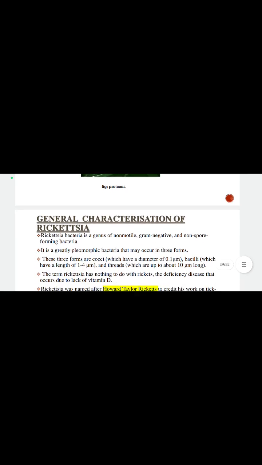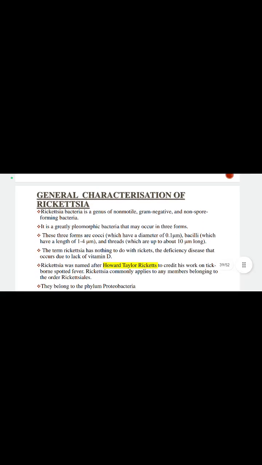Then the general characterization of Rickettsia. Rickettsia is a genus of non-motile, gram-negative and non-spore-forming bacteria. It is a greatly pleomorphic bacteria that may occur in three forms: cocci, bacilli and threads. Cocci have a diameter of 0.1 micrometer, bacilli have a length of 1 to 4 micrometer, and threads are up to about 10 micrometer long.